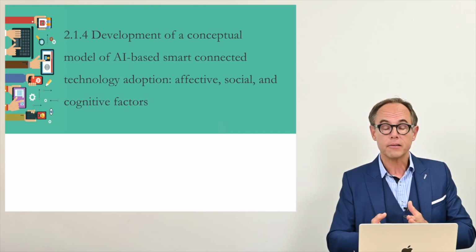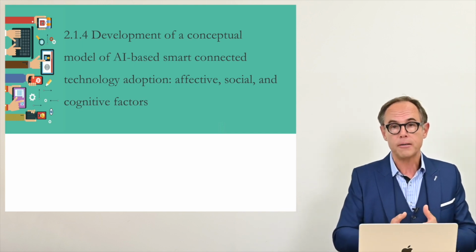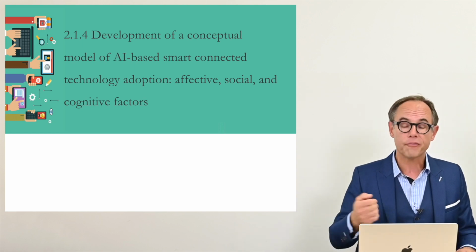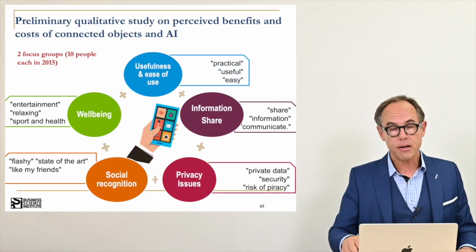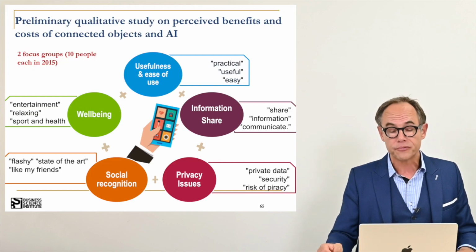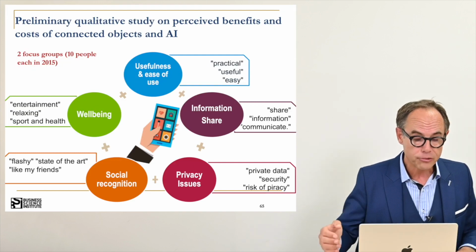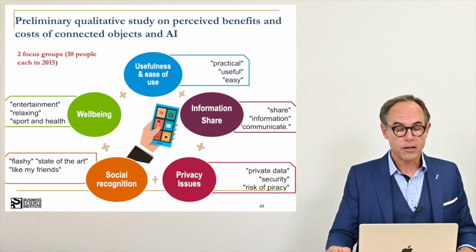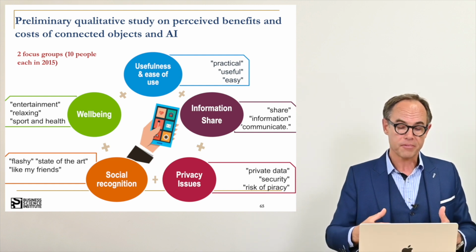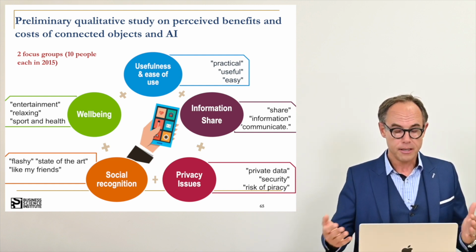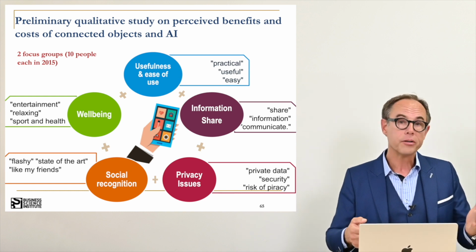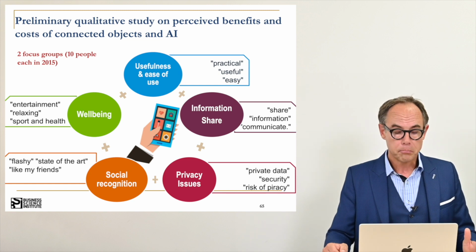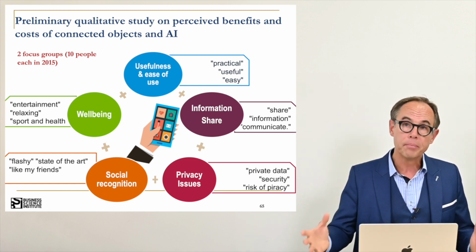You can combine it with a kind of qualitative research, above all if little is known, if there is little research, like in the case of disruptive technologies. That is why we did different qualitative research. For example, here for the smart connected objects, we did 2 focus groups with 10 people in order to make the concepts emerge. And you can see the words that appeared: practical, useful, easy for perceived usefulness and ease of use; information sharing, privacy issues, social recognition, and well-being.